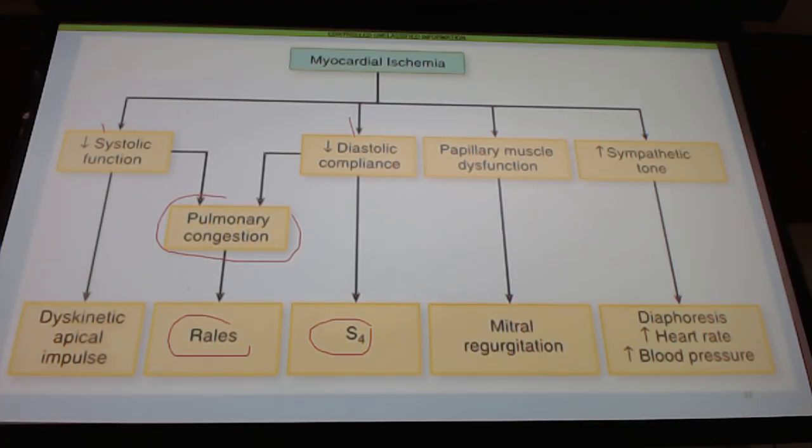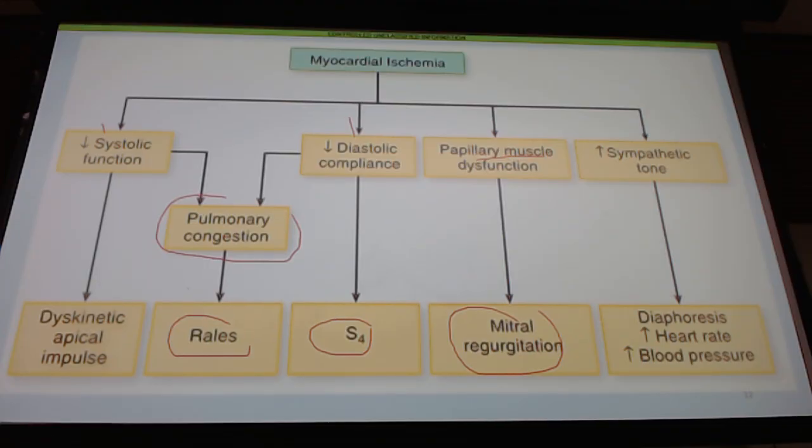You may even get that S3 present from that volume overload, depending on how severe this is. It may impact the papillary muscles, particularly the mitral valve papillary muscles. So instead of having that one-way flow integrity because of the mitral valve, now that papillary muscle is not going to control the leaflets of the valve like it should, and you start to get a regurgitation develop because that papillary muscle is not functioning anymore.